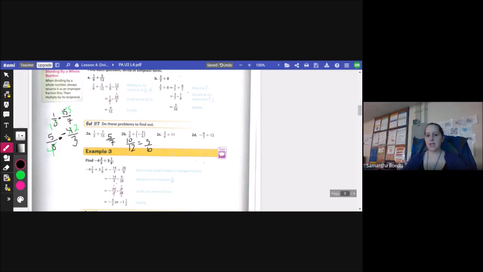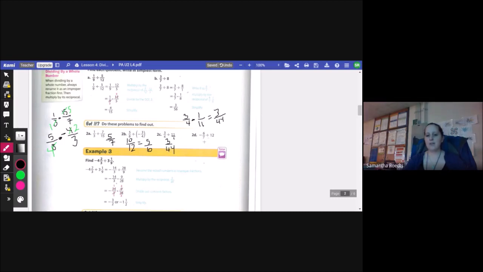Okay, for C, I have 3/4 divided by 11. So 3/4, keep my first, change my division to multiplication, and 11 I can rewrite as 11 over 1. So this becomes 1 over 11. There's nothing that I can simplify. So 3 times 1 is 3. 4 times 11 is 44. So that one becomes 3 over 44.